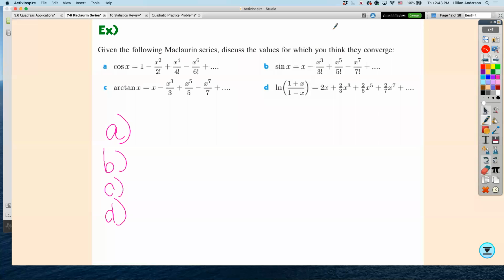The n factorial is always going faster. Exactly, because the factorials in the denominator are always going to grow faster than any x value raised to an exponent, it is going to converge for all real numbers x.